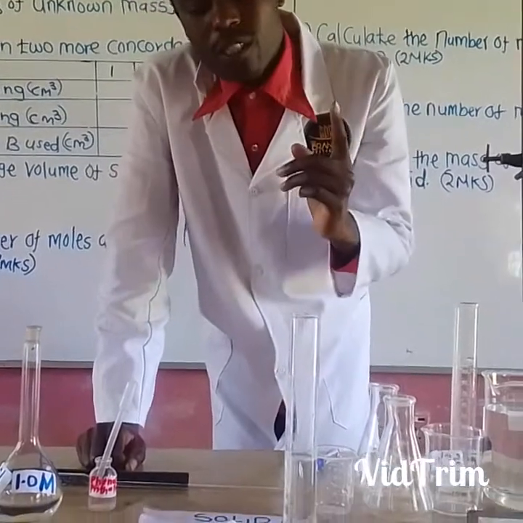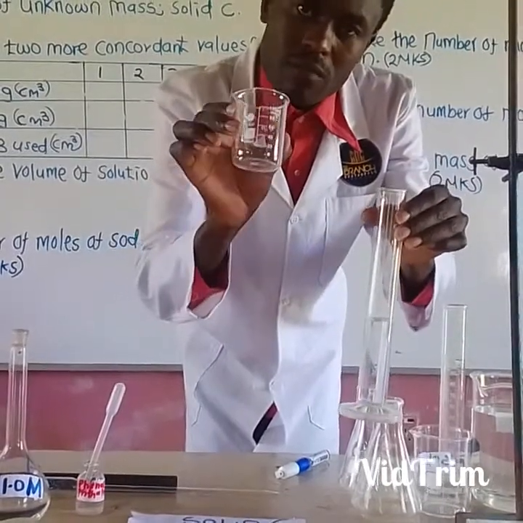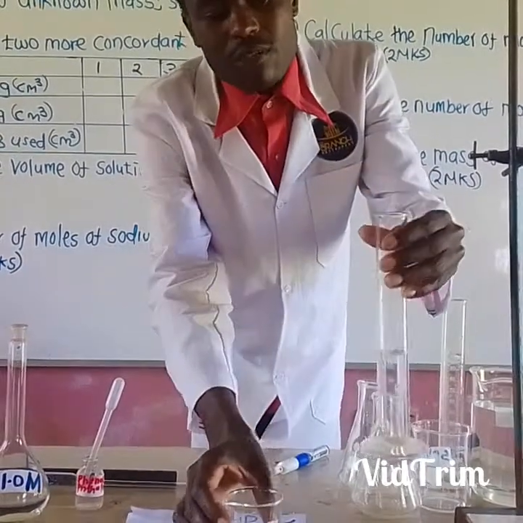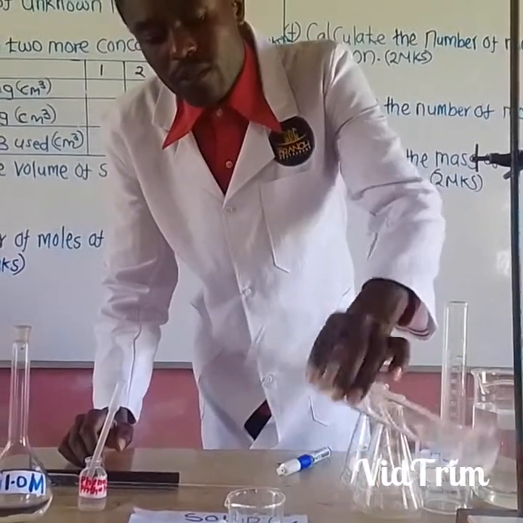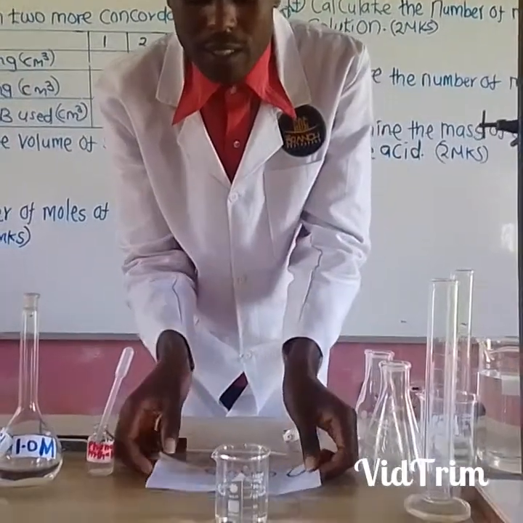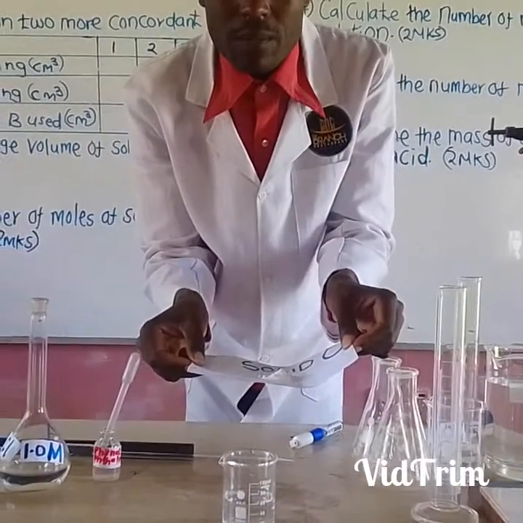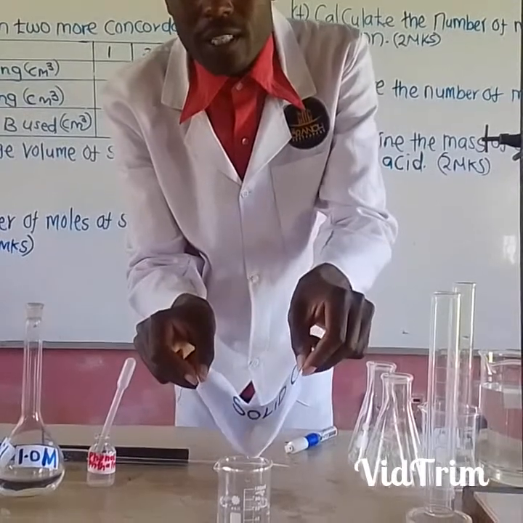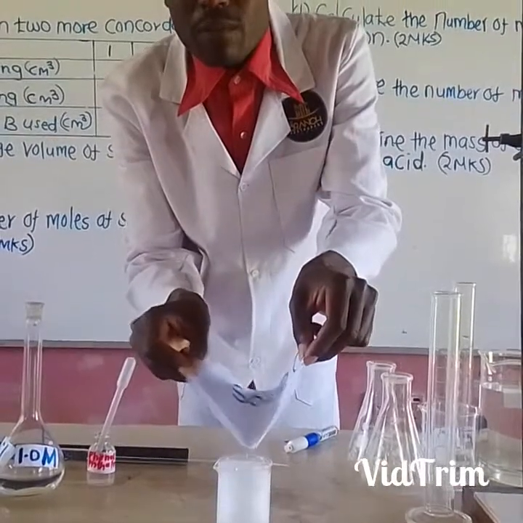Then the next procedure, I transfer this solution into a clean 100 milliliter beaker, the glass one. So I transfer the whole of it. Then after that, I take 1 gram of solid C, anhydrous sodium carbonate, and I add it into this solution A. Then we make the observation as I add the whole of it. You can hear the effervescence. You can see the gas bubbles.